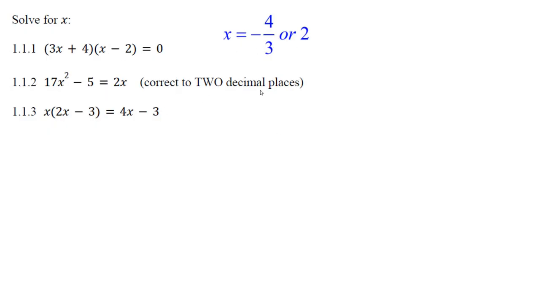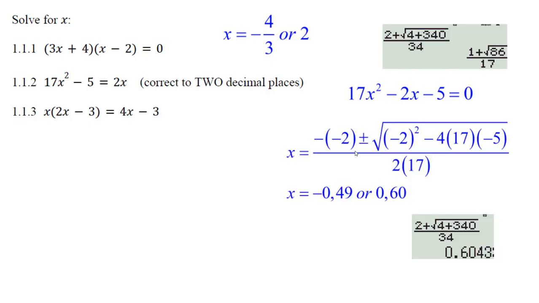Okay, this one, it says correct to 2 decimal places. And it says 4 marks, so you know it's the quadratic formula, but first you've got to put it in standard form. Subtract 2x. It's got to be the x squared term, the linear term, x, and then the number. There's your a, your b minus 2, your c minus 5. And in it goes, negative b plus or minus the square root of b squared minus 4ac, over 2a.